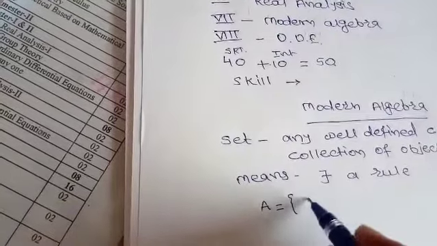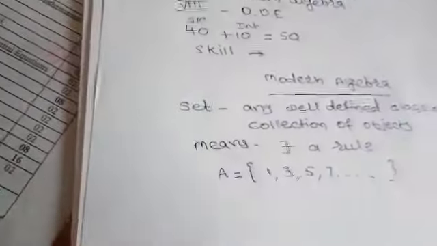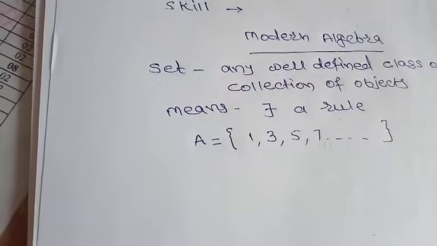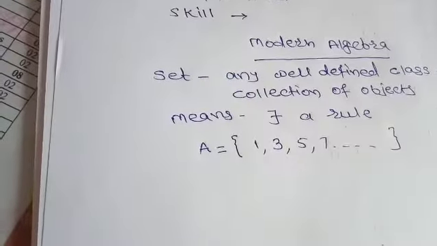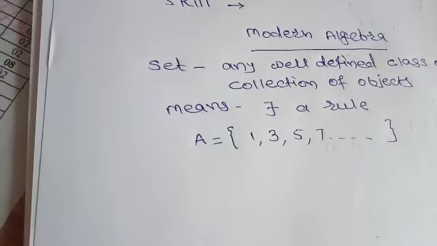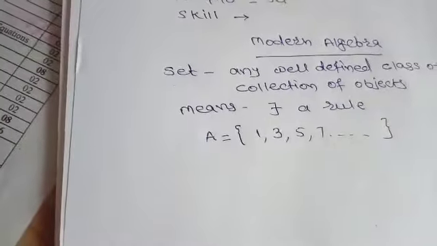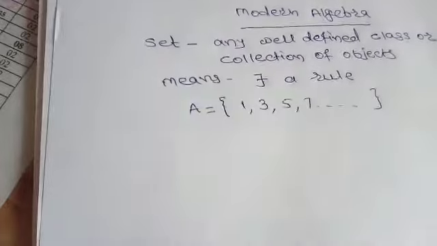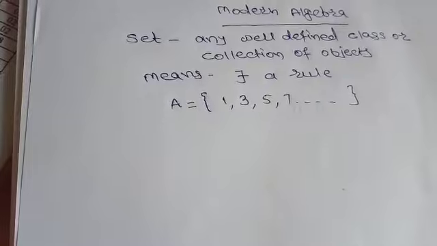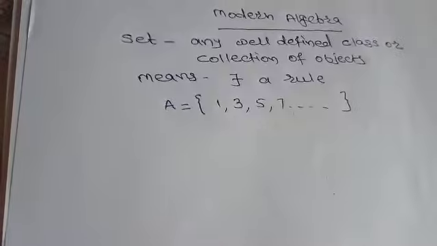Suppose this is the collection. Now, what is the rule? That the element belongs to that set A. It is the set of all positive odd numbers, 1, 3, 5, 7, 9, 11, such type. That is it. In similar ways, we can take set of all even numbers, set of prime numbers, and so on.